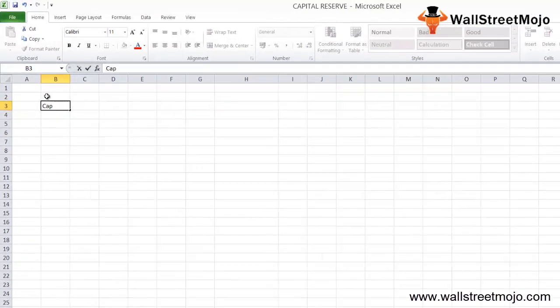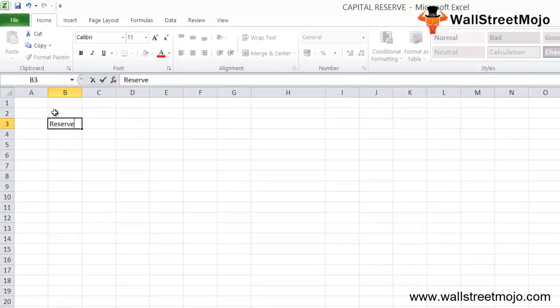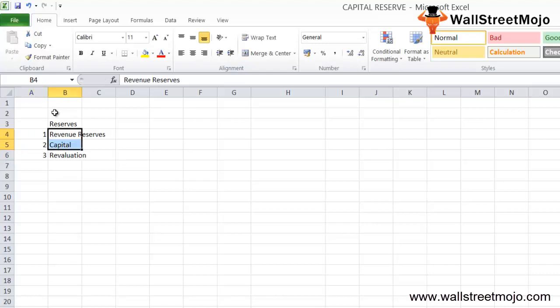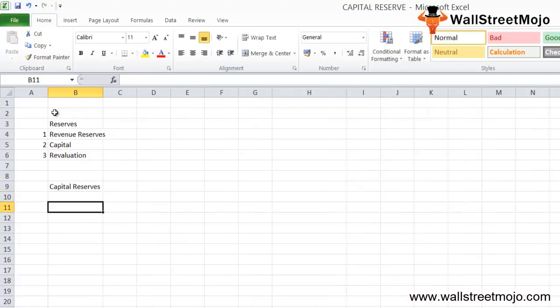As I told you, reserves are of different types. I'll give you a few examples: revenue reserves, then we have capital reserves, which we are discussing, and we have revaluation reserve. These are a couple of examples through which one can understand reserves, what they are and what their importance is. As far as capital reserves are concerned, we are going to deal with them with the help of an example.